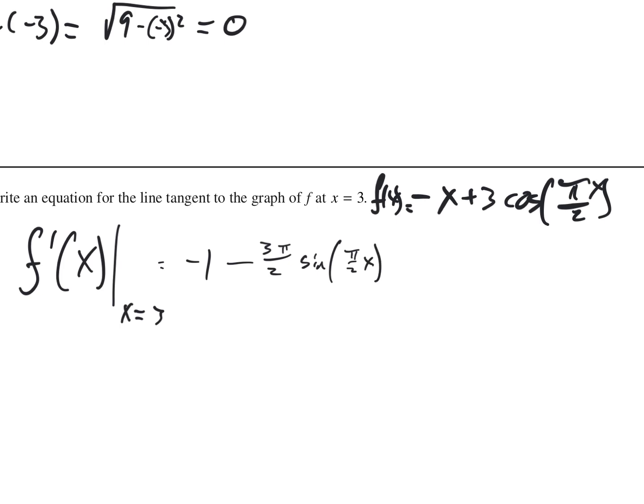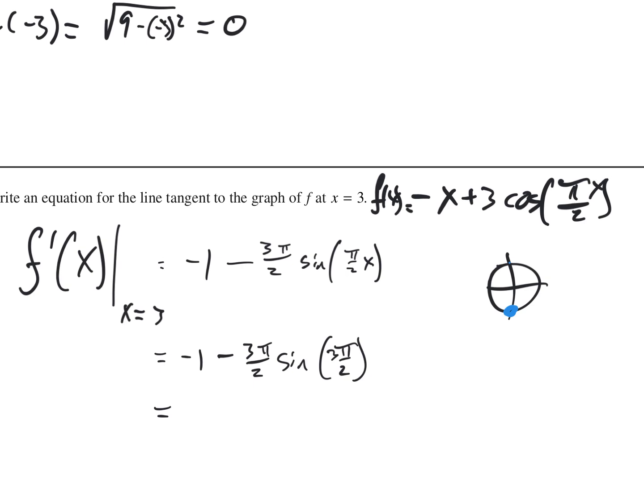Now let's evaluate it at x equals 3. And so we're going to get negative 1 minus 3 pi over 2 sine of pi over 2 times 3, or 3 pi over 2. Okay, and we can evaluate this. We've got to know our unit circle. So we go back to our unit circle. Where is 3 pi over 2? Well, that is right down here, right? And the sine of that there is negative 1.